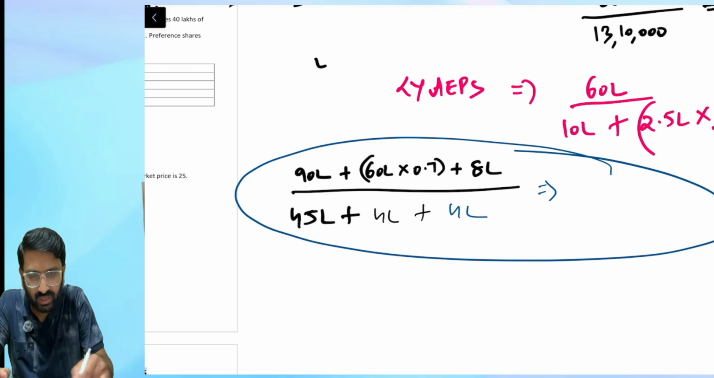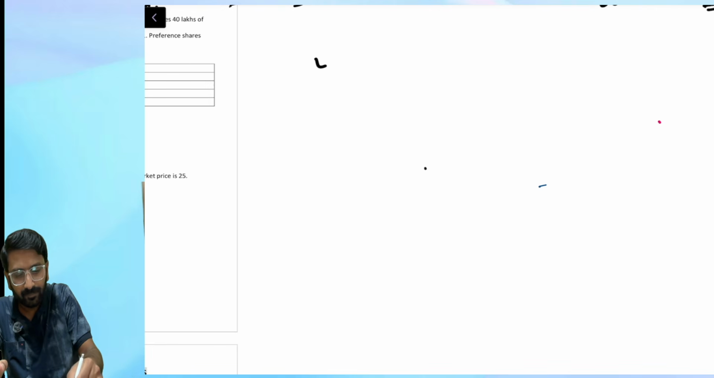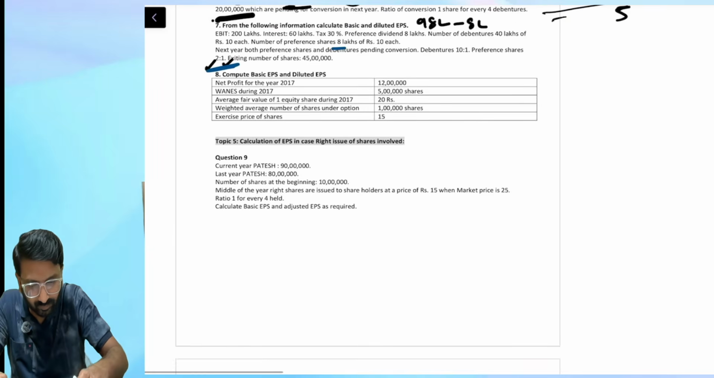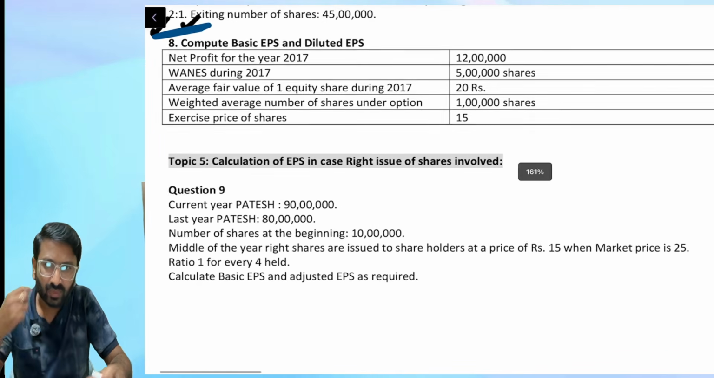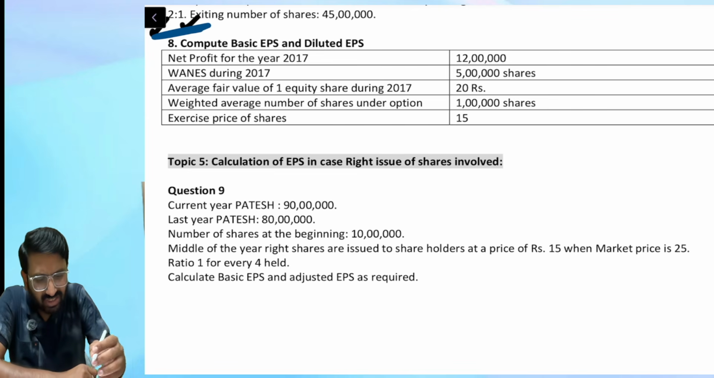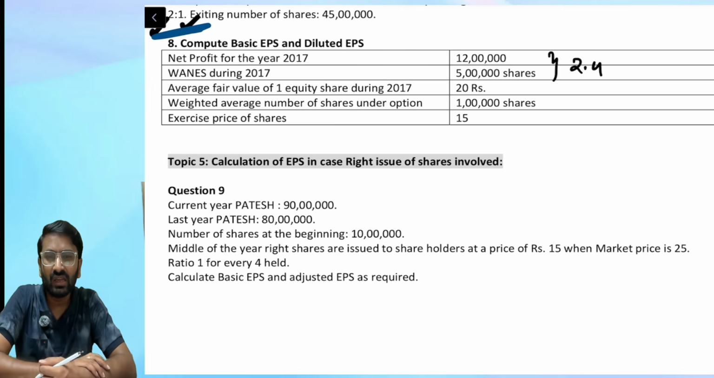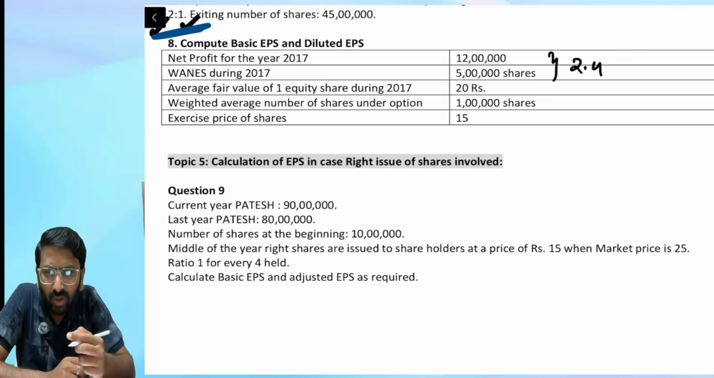Now let us look into the next example. Have a look at the next example here. Question number 8. Compute basic EPS and diluted EPS. Basic EPS is straight away 12 lakh by 5 lakh, 2.4. This is basic. Next, in the next year, there are some options.